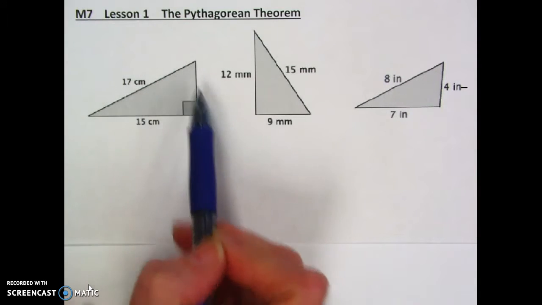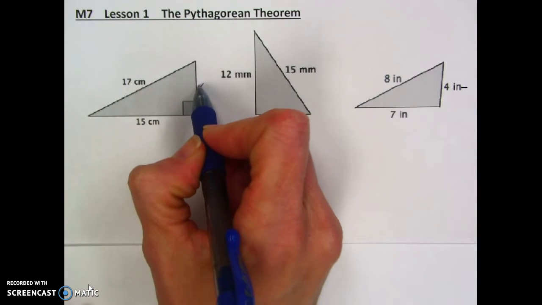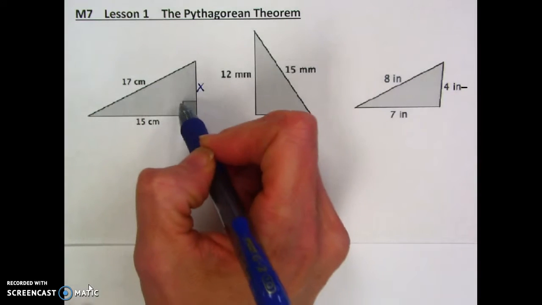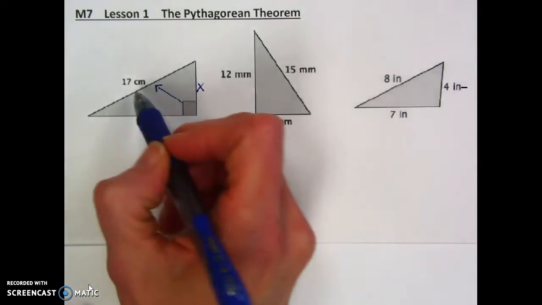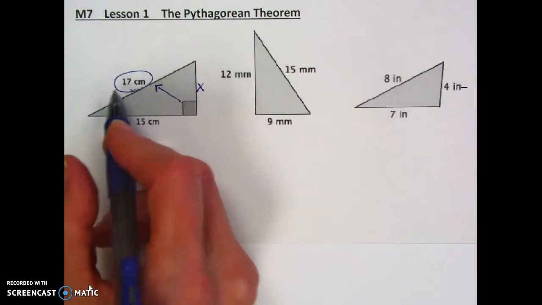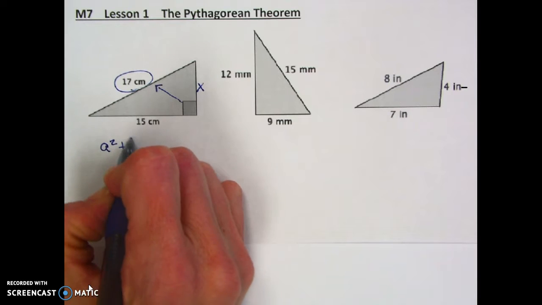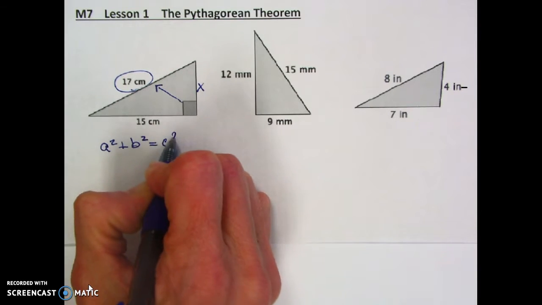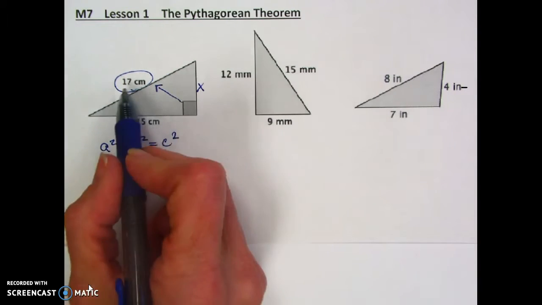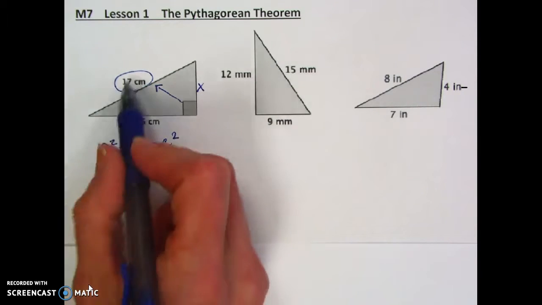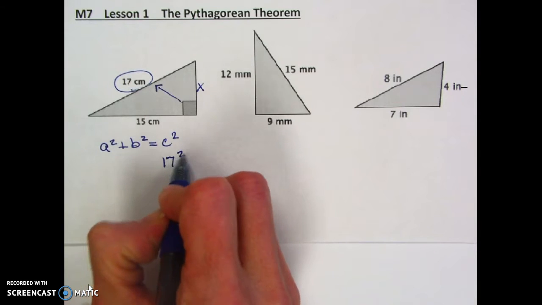If we have this triangle and we're trying to find this missing side, which side is the hypotenuse? The side across from the right angle. So in this case it would be the 17. Pythagorean theorem, the actual formula, is a squared plus b squared equals c squared, where c has to be your hypotenuse. So in our problem, 17 is going to be our c value.